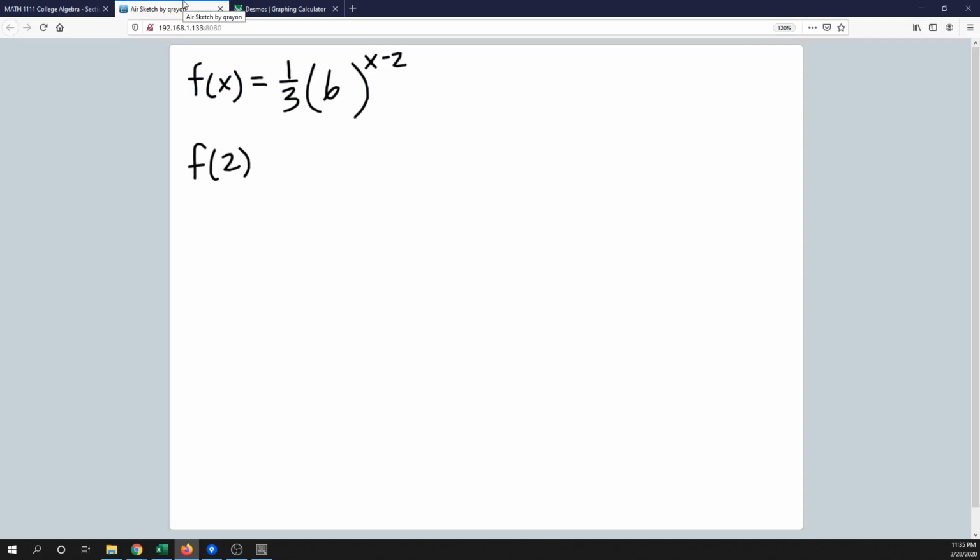Okay, so we would plug the 2 in for x. All right, and then 2 minus 2 is 0. Anything to the 0 power is 1. And 1 times 1/3 comes out to be 1/3.